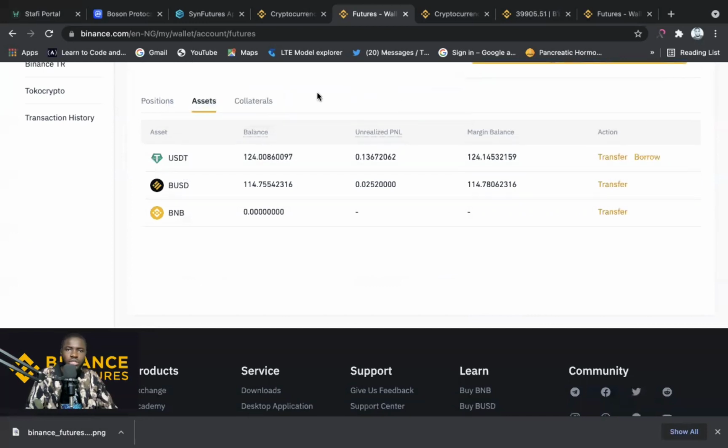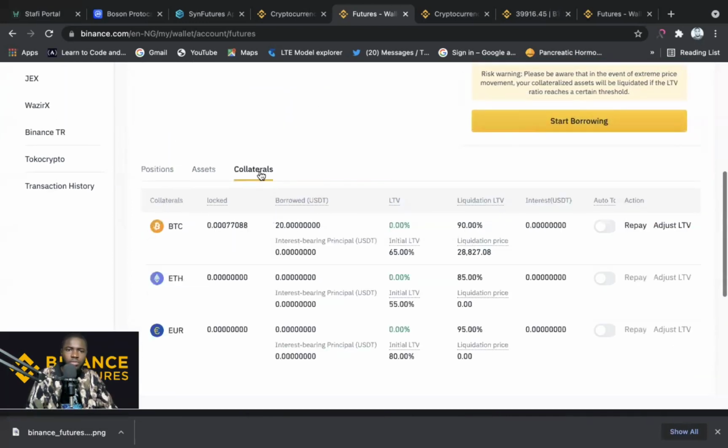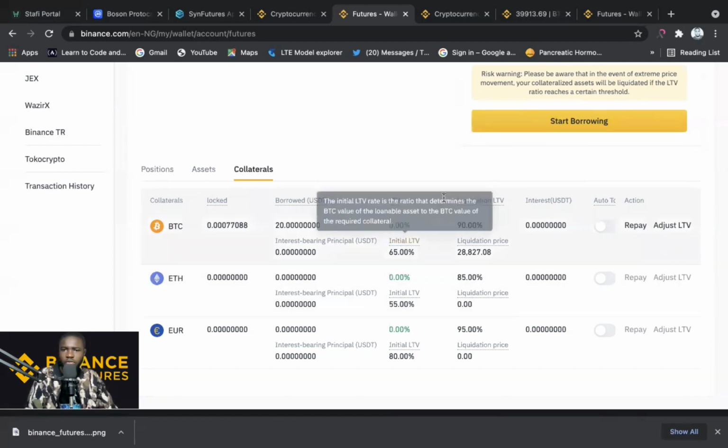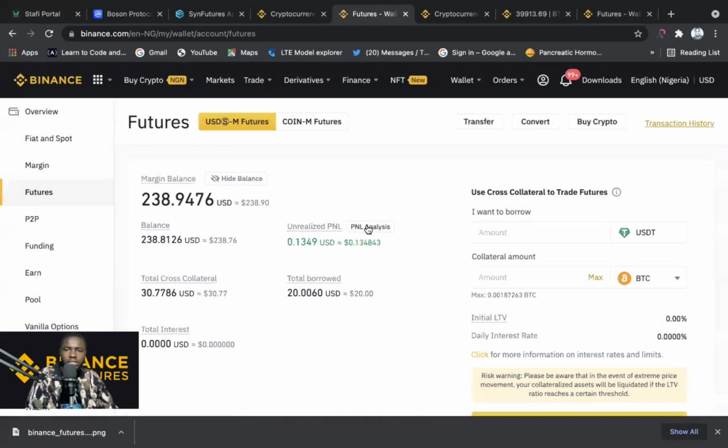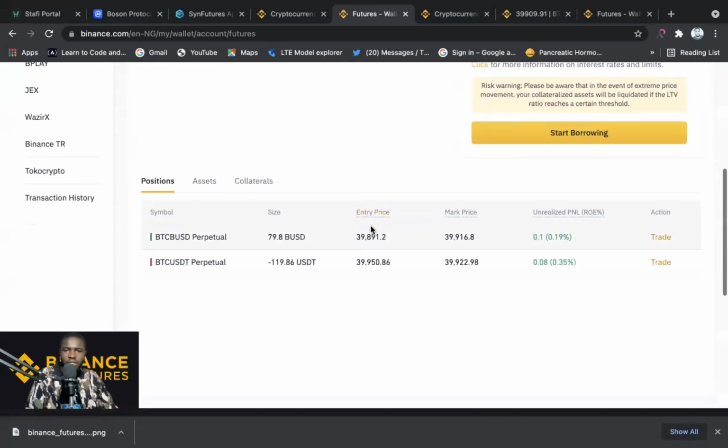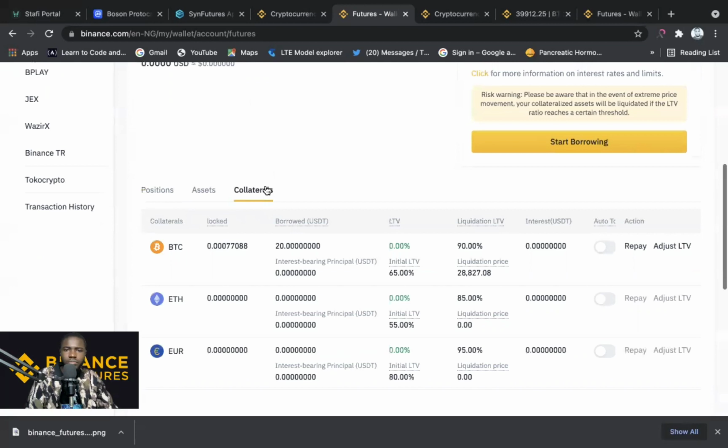And if you want to check your collateral, simply go to collateral here, and this is going to update. It's supposed to be 6.5%. Let me reload. And the reason why it's 6.5%, where is it? Okay, this is collateral. It's supposed to come up as 6.5%.